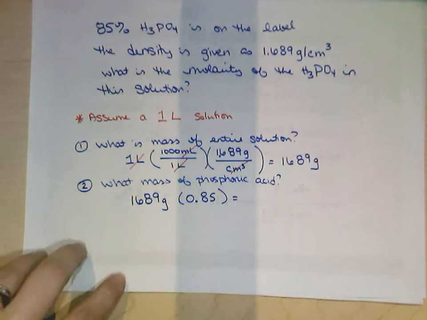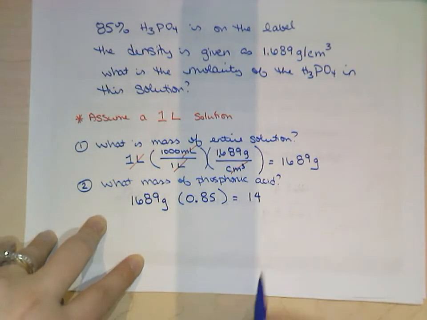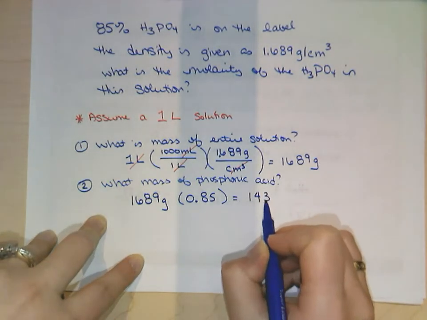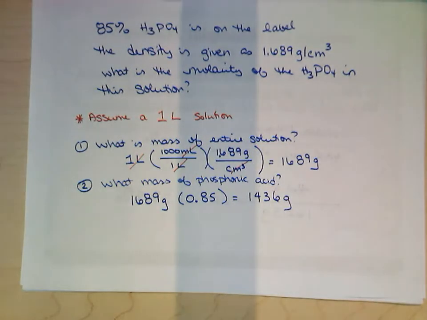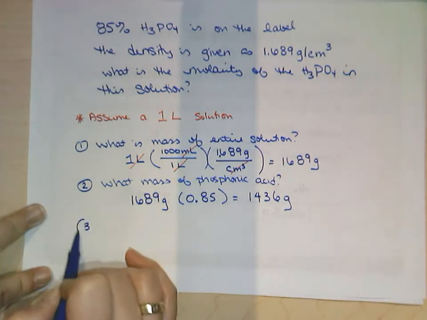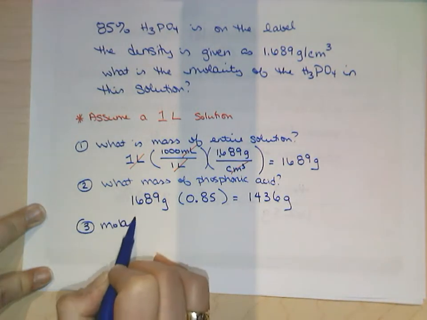So that should get us to 1, 4, 3, we'll round. So if I know the mass of the entire liter, from my problem I know 85% of that mass is phosphoric acid, so 85% of the whole thing should be that much. Then we're ready for the last step.